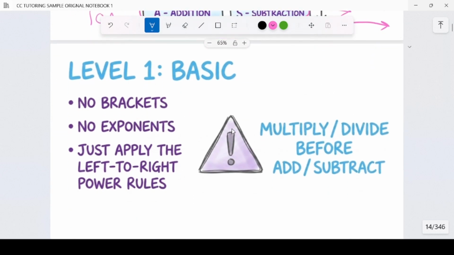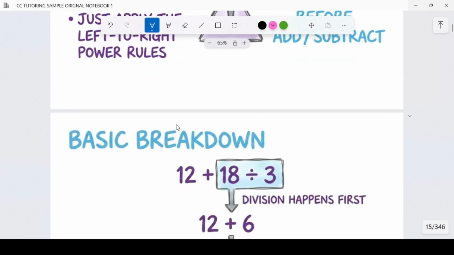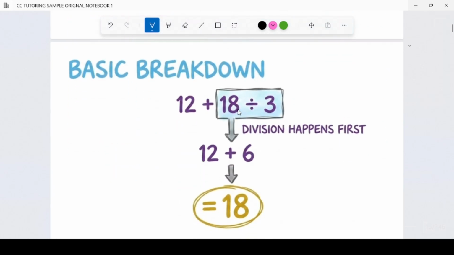Then in level 1, there are a few questions that I have made. You just have to look at all these questions, and I hope you'll get everything. So this is a very basic question. I'll solve it according to BODMAS. First of all, step number 1, I'll write BODMAS.